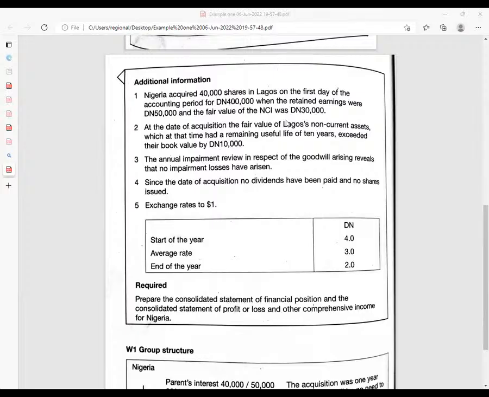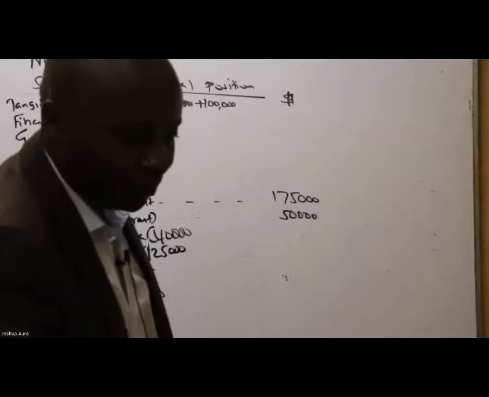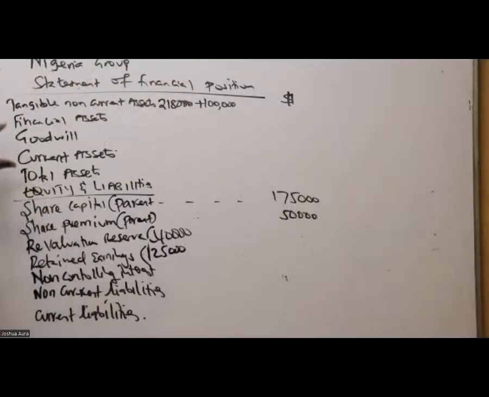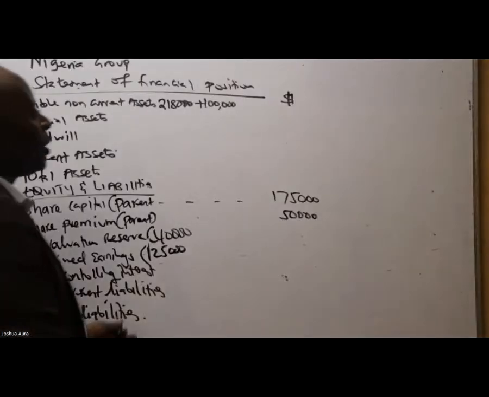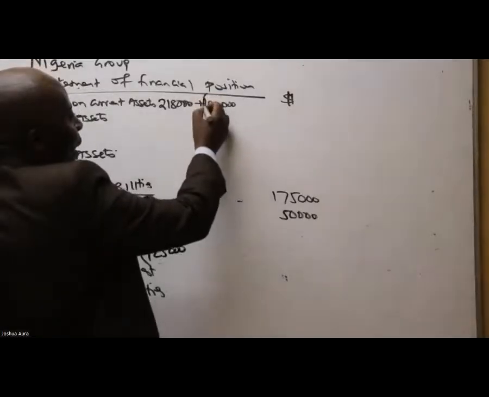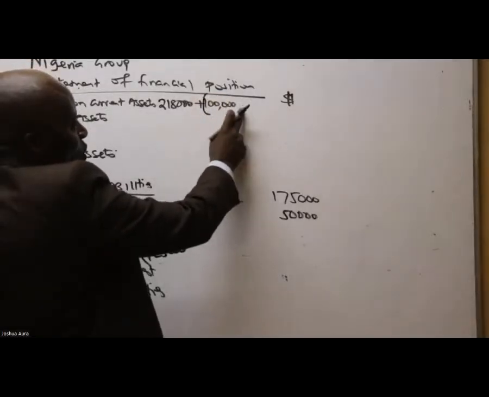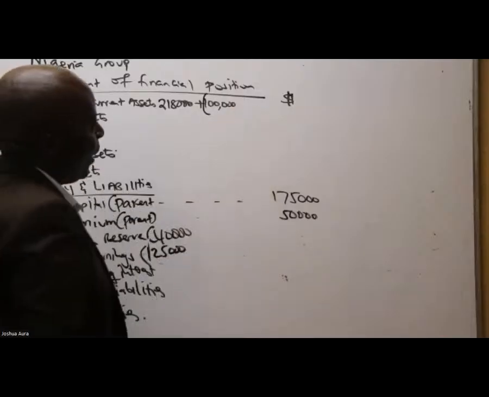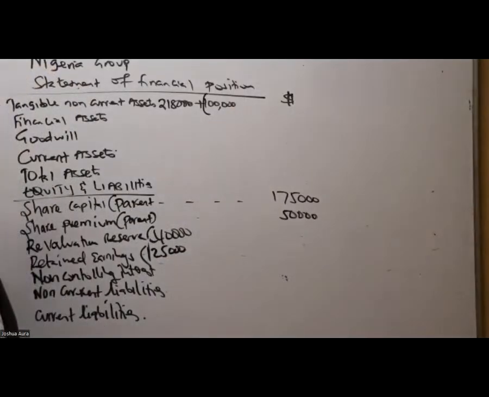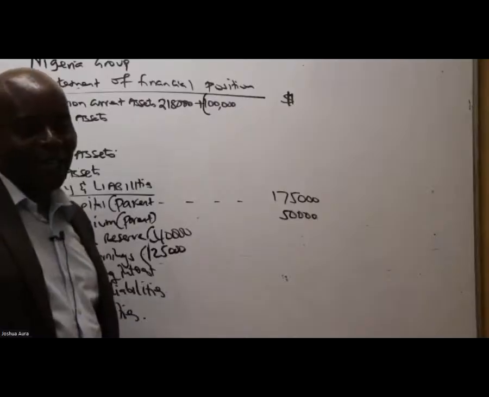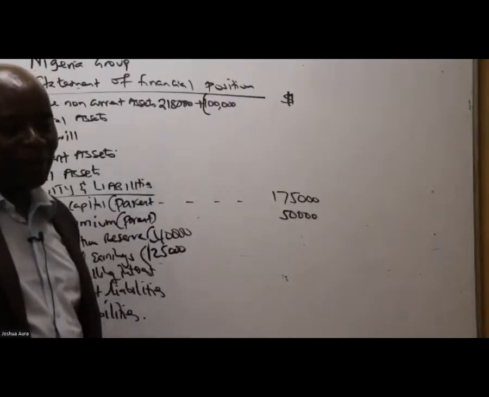Closing rate. Always for the balance sheet, assets and liabilities here, you shall use what we call the closing rate to translate. So the question is, should I divide 100,000 by the 2 or multiply?